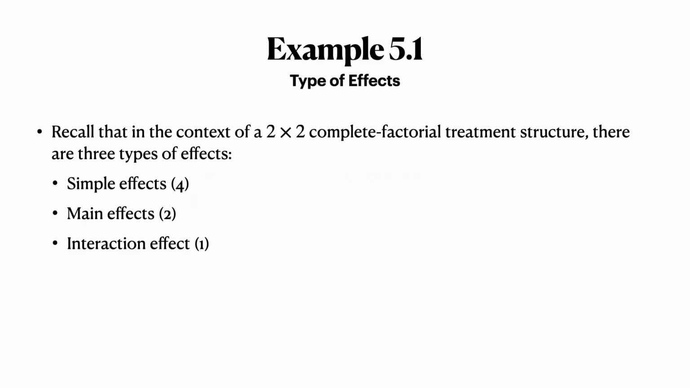All right, next, let's look at the various types of effects that we are interested in and can calculate in the context of a 2x2 complete factorial treatment structure. And so recall that in the context of a 2x2 complete factorial treatment structure, there are three types of effects. We have simple effects, of which there are four. We have main effects, there are two of those. And then we have an interaction effect.